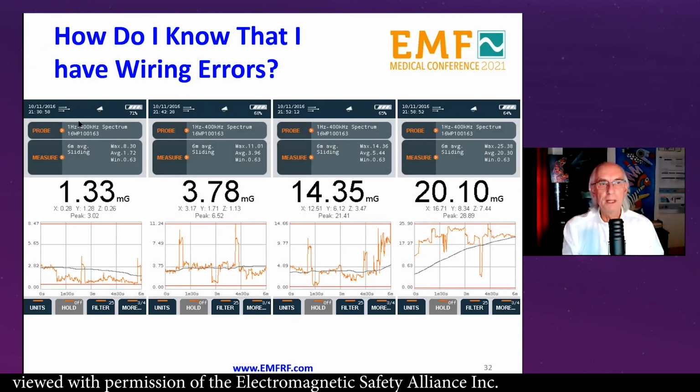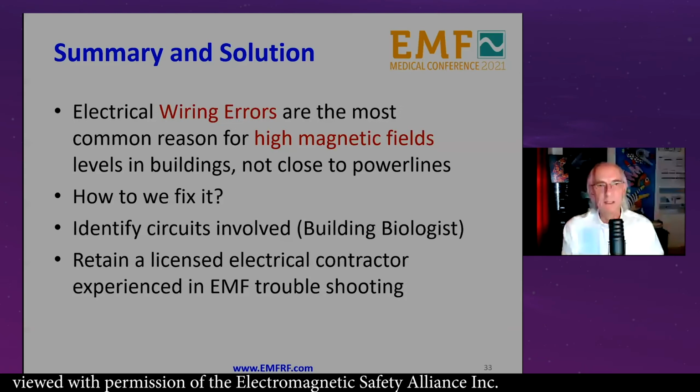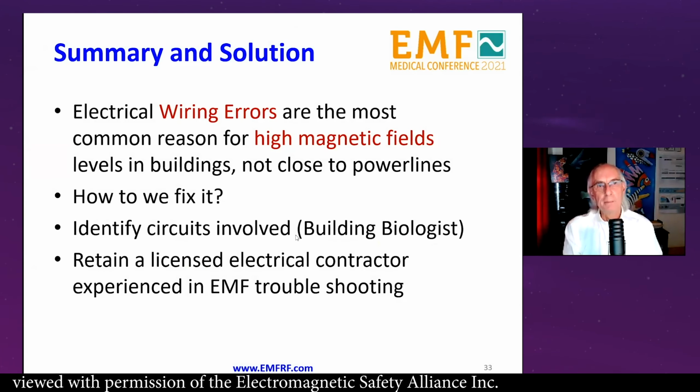Now I have 4 pictures of the same location at different times. And you can see it varied from 1 to 3 to 14 to 20 milligauss in one location. That's an indication that there is some major miswiring going on or stray currents on pipes. And we need to find out where it is and then fix it. So in summary, wiring errors are the largest source of elevated magnetic fields in residential buildings if we're not close to a power line.